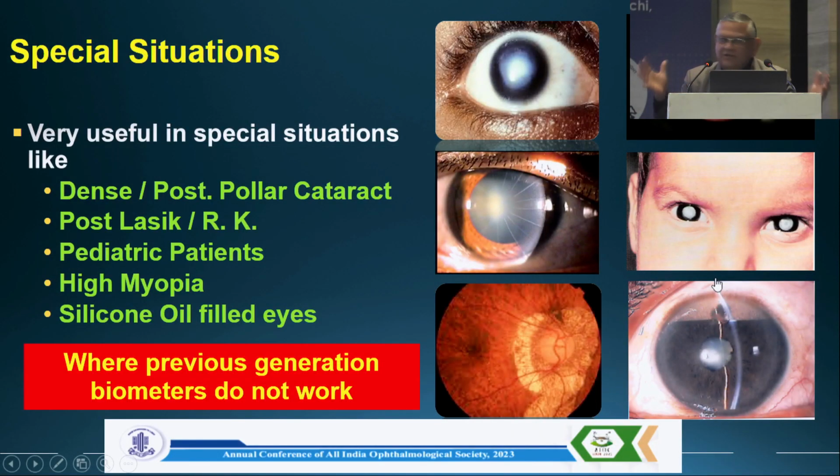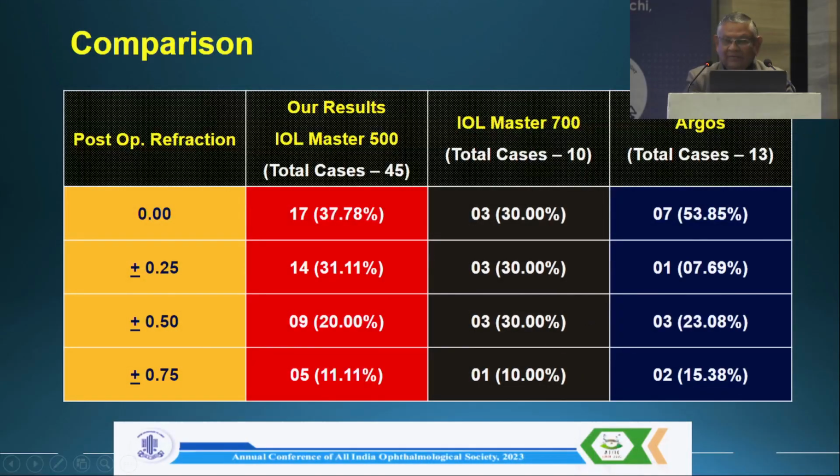There are some special situations which must be considered. Of course, the percentage of these cases overall is very small compared to the normal ones. However, dense cataract, posterior polar, post-LASIK, these patients are coming up now. More and more post-LASIK patients are coming for cataract surgery. Pediatric patients, myopic, silicone-filled eyes. So you have to modify the calculation. But the newer generations, like Argus, which were presented at AIOC 2023, give you exact measurements even in these situations.